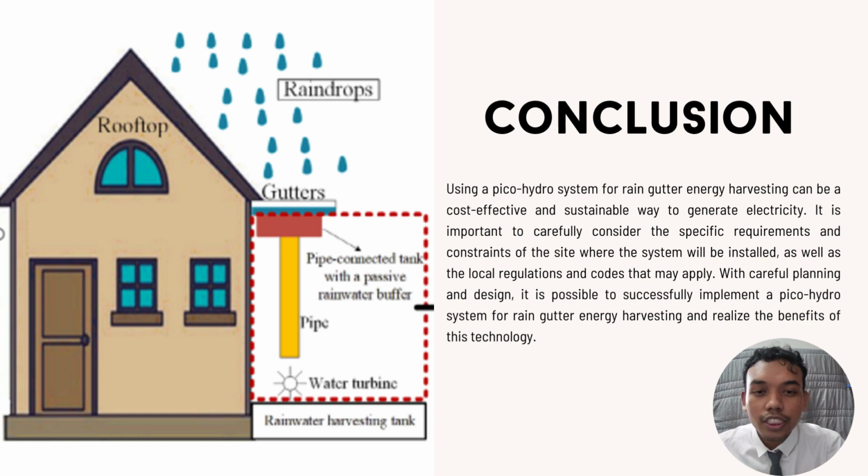So as for my conclusion, using a pico-hydro system for rain-gutter energy harvesting can be a cost-effective and sustainable way to generate electricity. It is very important to carefully consider the specific requirements and constraints of the site where the system will be installed, as well as the local regulations and costs that may apply. With careful planning and design, it is very possible to successfully implement a pico-hydro system for rain-gutter energy harvesting and realize the benefits of this technology.